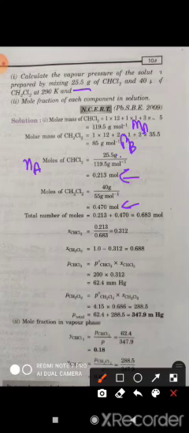So what will be the total number of moles? We will make the sum of these two, so that is Na plus Nb. Total number of moles means Na plus Nb. So we got this value, this much of mole. Now we are finding the mole fraction of the A component, that is Na divided by total number of moles, we get this value.